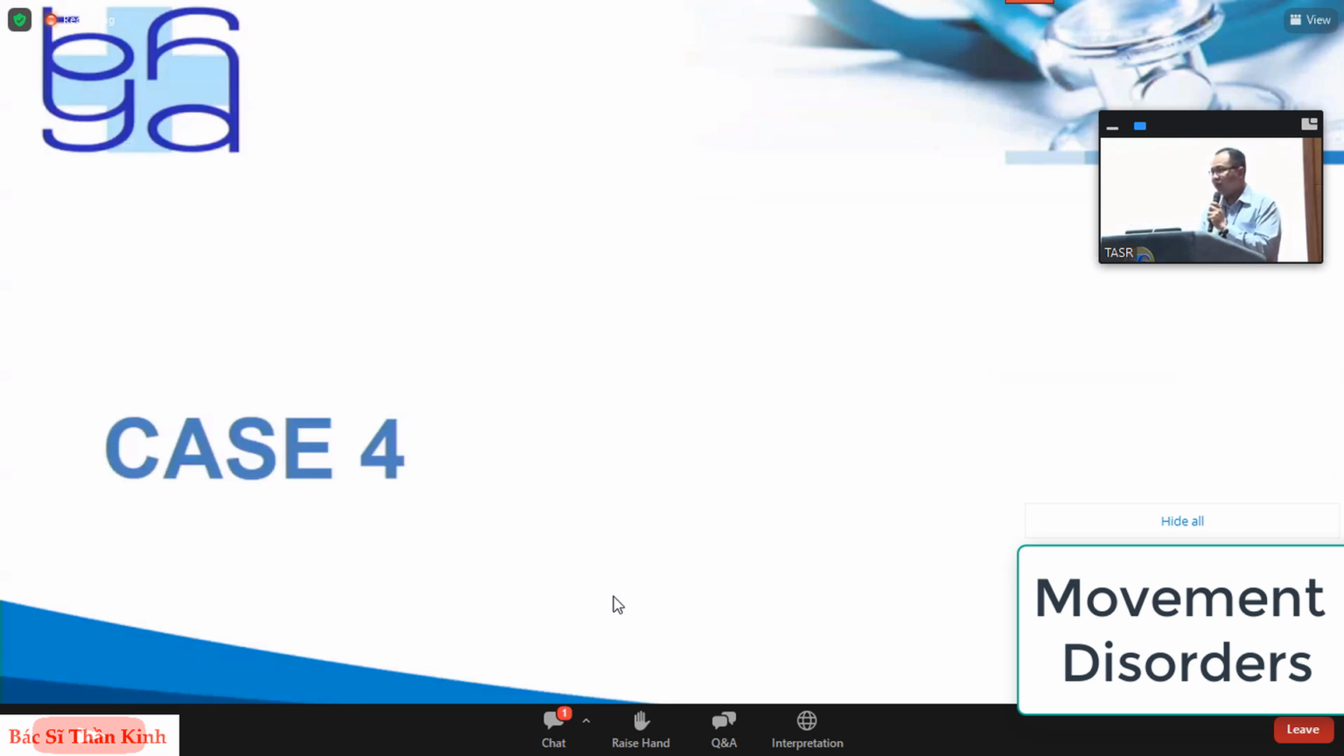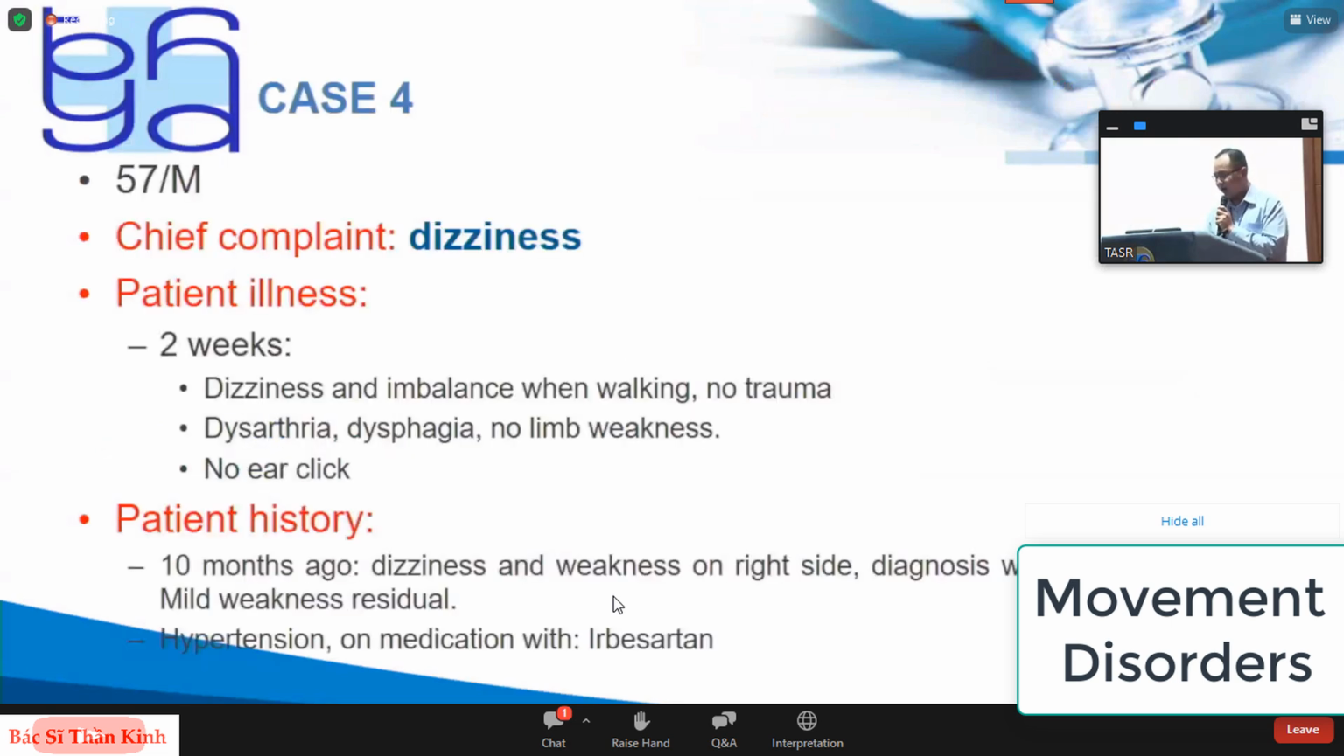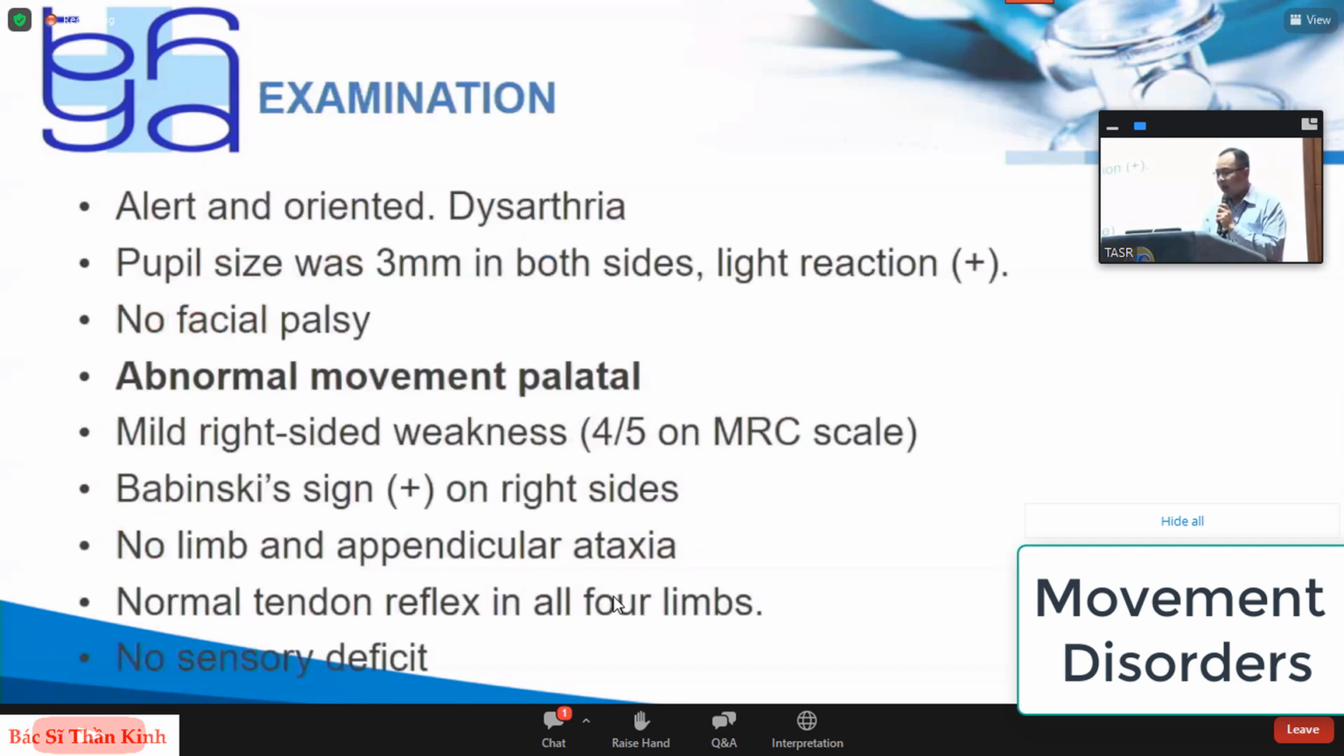Okay, I will move to my last case. My last case is a 57-year-old male admitted to our hospital because of dizziness. He has a previous history of ischemic stroke diagnosed 10 months ago. He has residual right-sided weakness, but recently, for about 2 weeks, he complained of dizziness and imbalance when walking, with no trauma. He has mild dysphagia, but no dysarthria and no ear click.